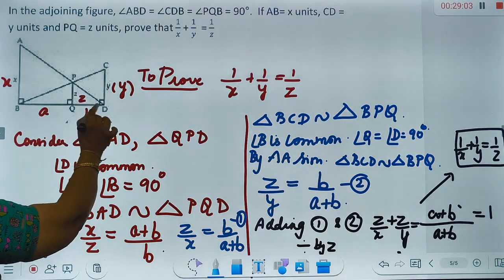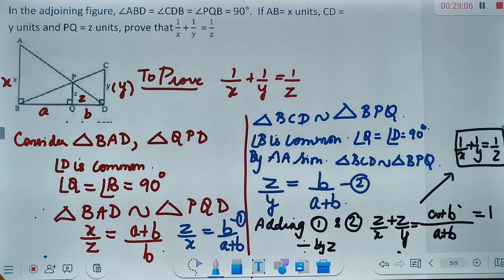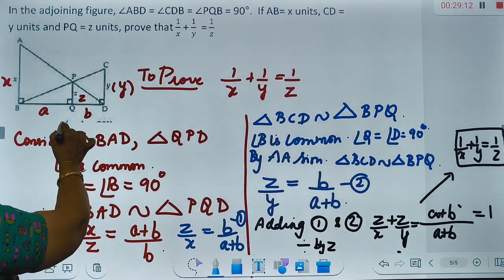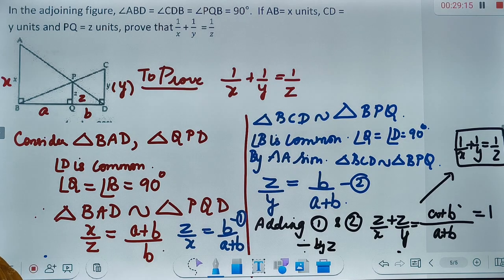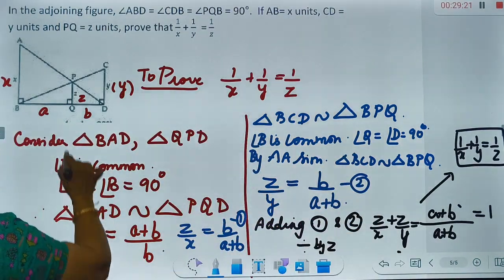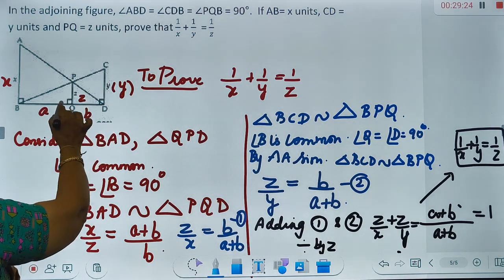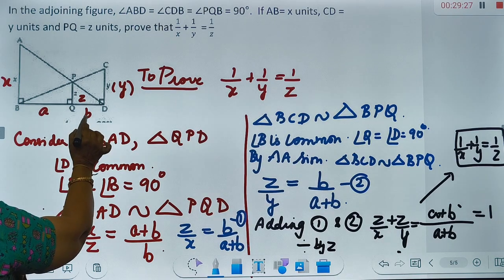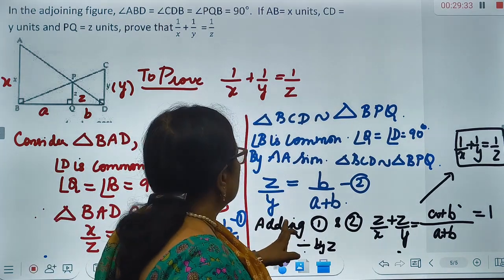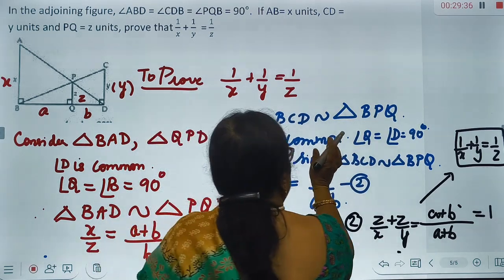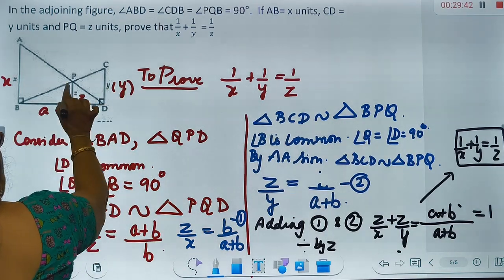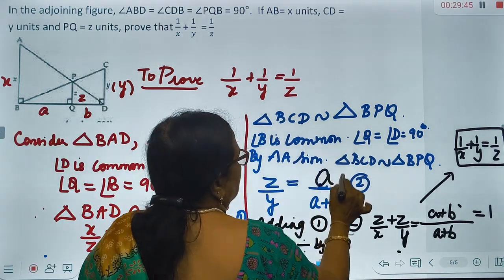Then I've looked at this triangle and this small triangle. What do you observe? Two angles are 90 and this triangle is similar to the bigger triangle because one angle is common, being angle B. Now by AA similarity, these two triangles are similar. So how will you write the similarity? Z by Y: Z is the smaller triangle's side. So Z by X is B by A plus B. Z by Y, sorry, should be, for this triangle similar to the bigger triangle, A by A plus B.